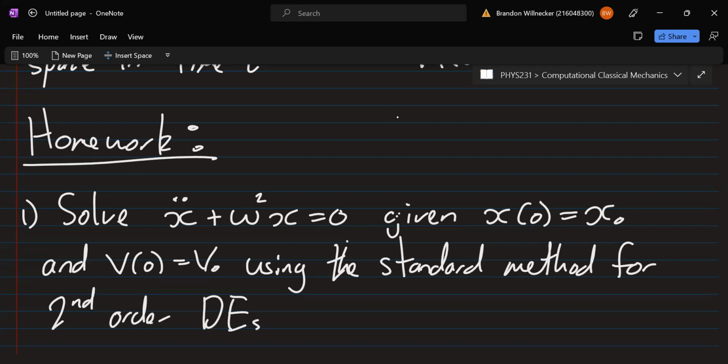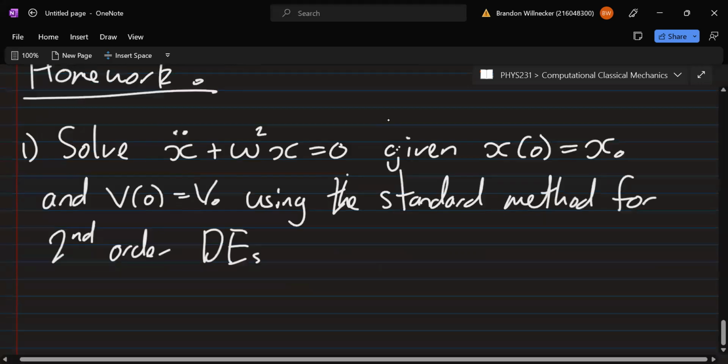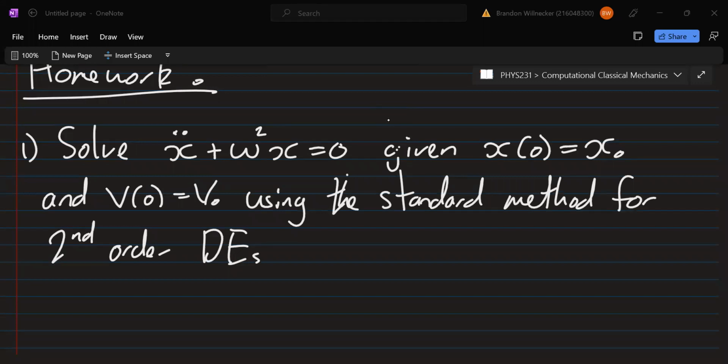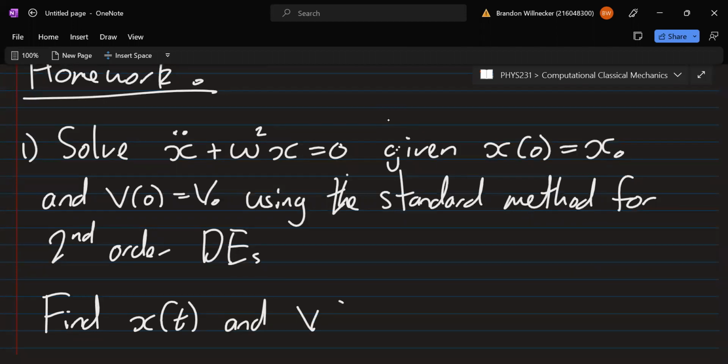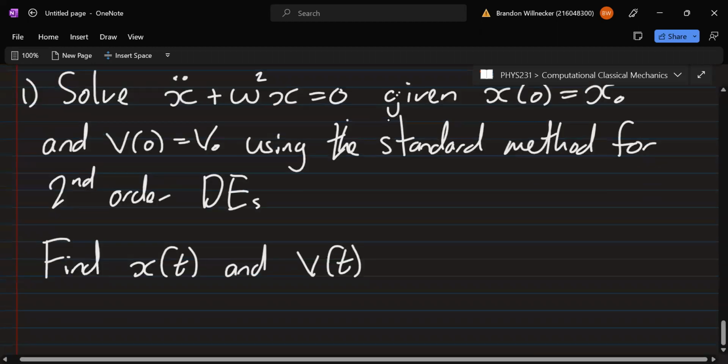Okay, so remember, you find the characteristic polynomial, you get your lambda values, substitute them in, and then you solve for those constants given the initial conditions. So do that. And then once you've solved this, find your x of t and v of t.